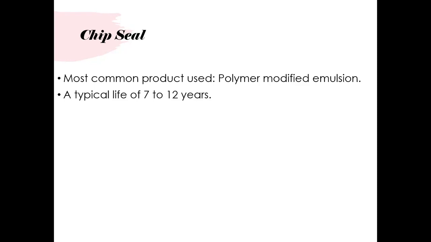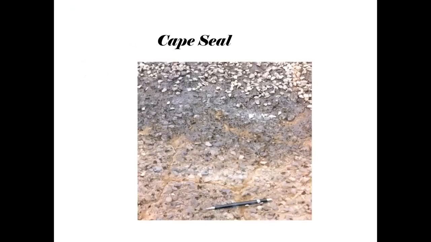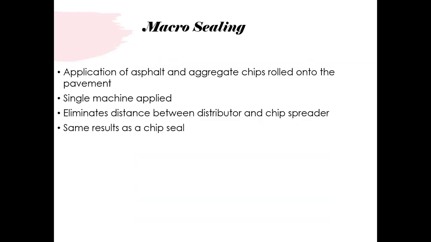Nowadays, a polymer modified emulsion is recommended. If it is properly done, it can have a life of 7 to 12 years. There comes the cape seal. Actually, cape seal is a multiple treatment of chip seal and slurry seal, and of crack seal application, and it is where the curb exposure is concerned. This is where a cape seal is applied.